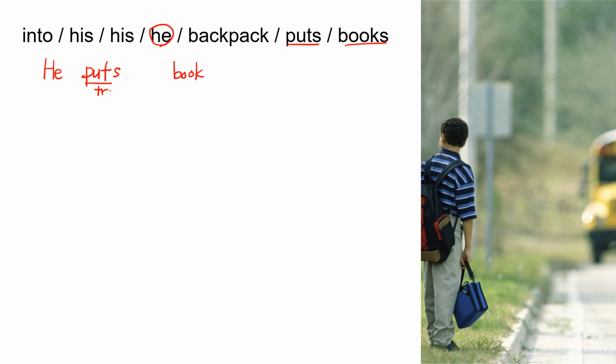Where? Into. He put the books into backpack. B-A-C-K, P-A-C-K. So here we have two his. He put his books into his backpack. So this is the sentence. He put his books into his backpack.